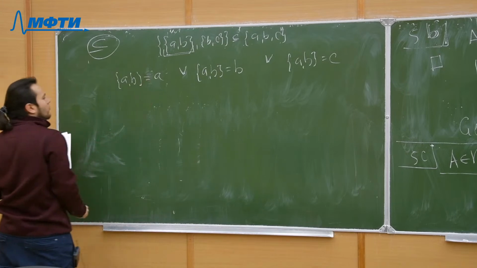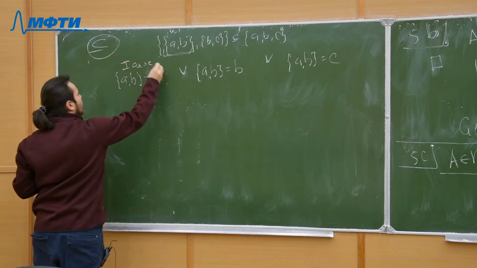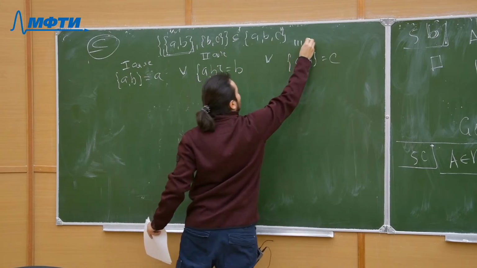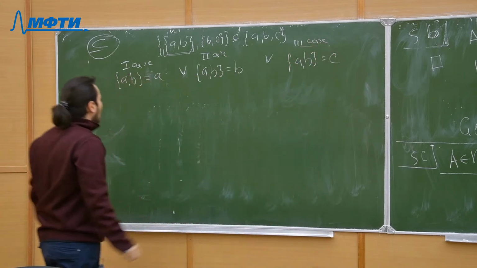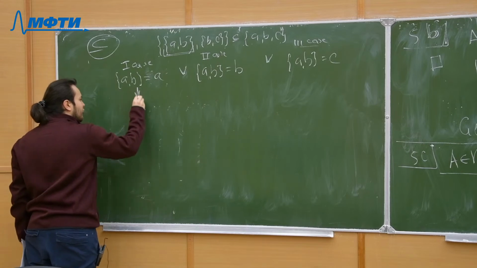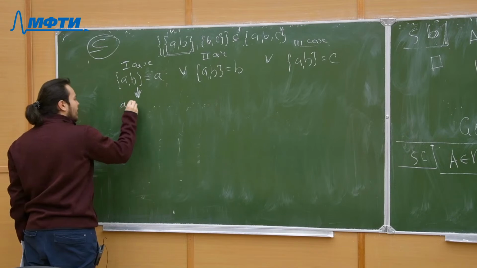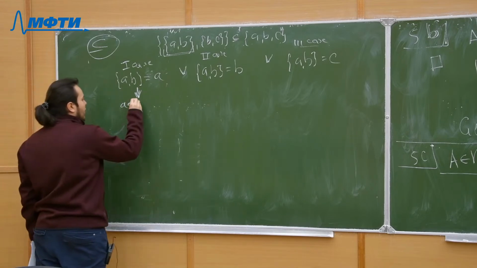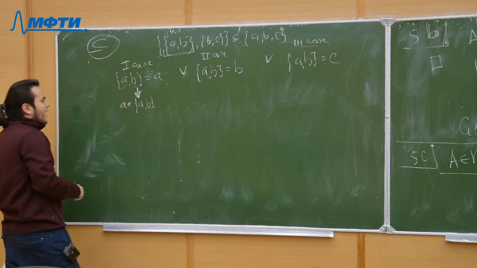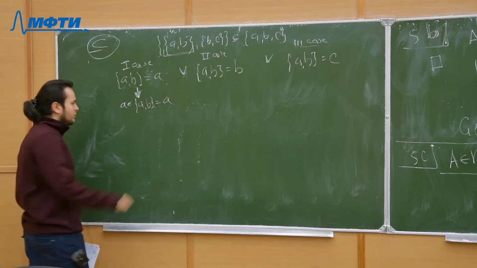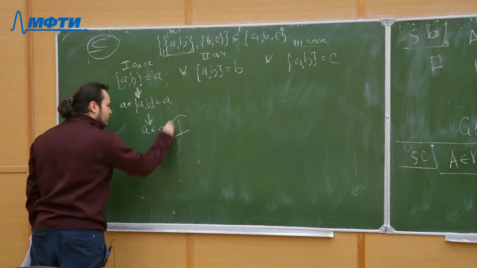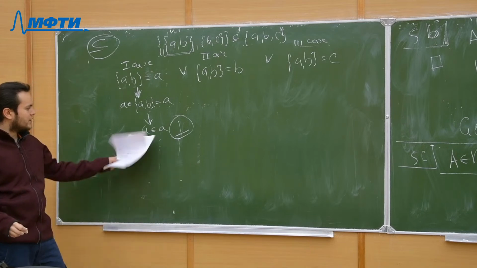What if this is true? Case 1, case 2, and case 3. So what if this is true? So we know that if this is true, then A is an element of A and B, right? A is an element of A and B, and this is equal to A. Then A is an element of A. This is not possible, so we got a contradiction here, right? This is not possible.